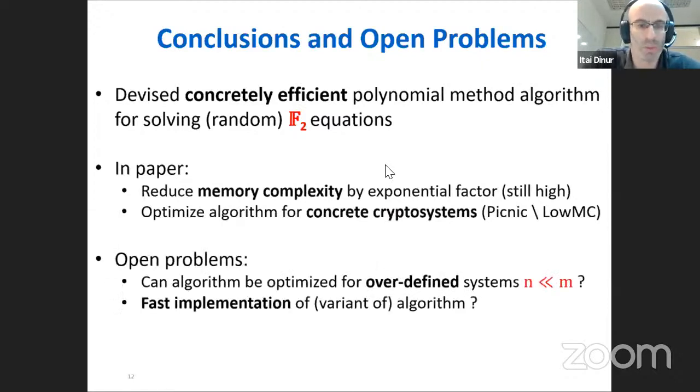And now there are several open problems. One of them is to optimize the algorithm for over-defined systems in which you have many more equations than variables. And of course, another open problem is to obtain a fast implementation of the algorithm in practice.